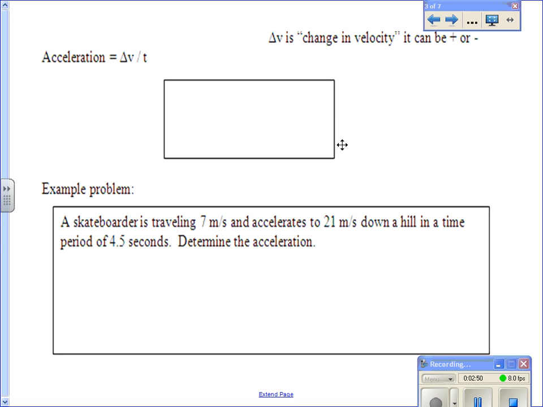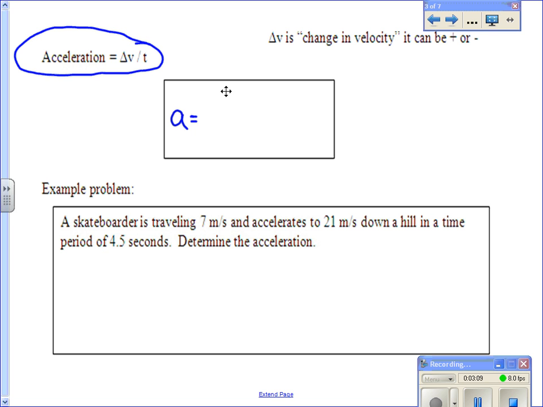And again, with everything else, as we proceed, we are mostly going to do things only in a straight line, and so we will not have to worry too much about the direction. We'll just put positives and negatives in there. All right, our definition of acceleration is the change in velocity divided by time.